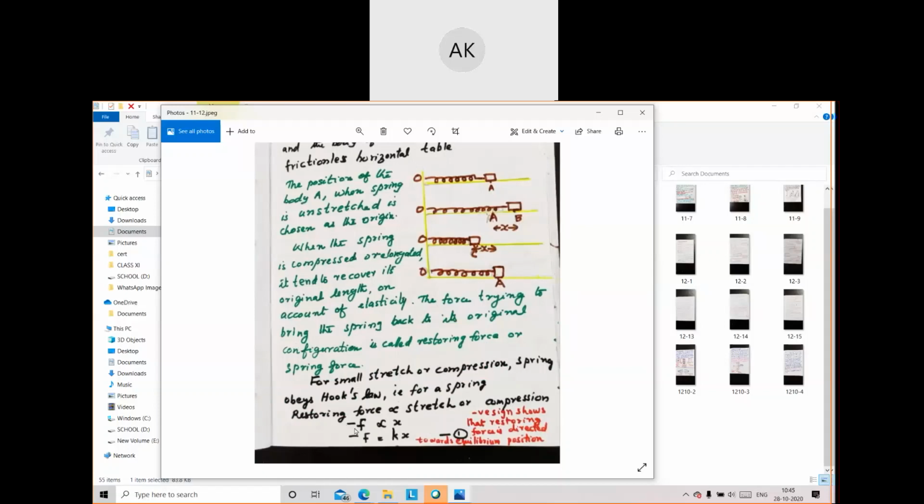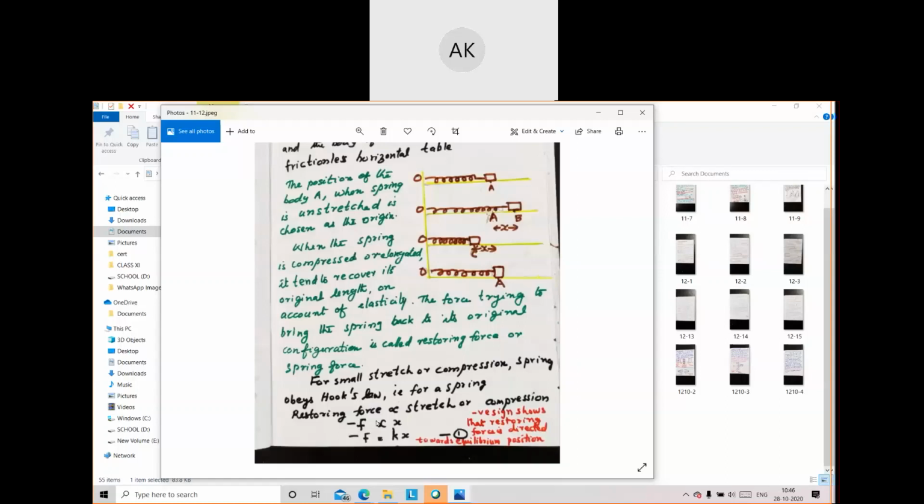Restoring force is written as minus F. Why? Because when we stretch it, suppose towards the right, restoring force is acting towards left. When it is compressed, we are exerting a force towards left, but the restoring force is to the right to bring it to the mean position. So whether it is stretched or compressed, in both cases, the restoring force is acting towards the mean position. It is opposite to the displacement. So we write the restoring force as minus F.